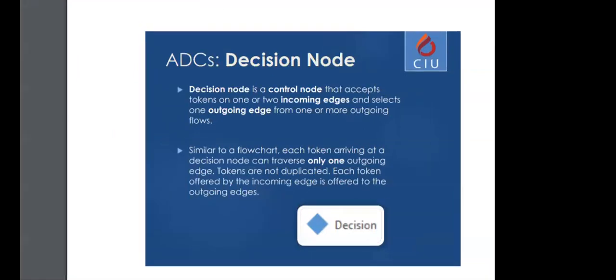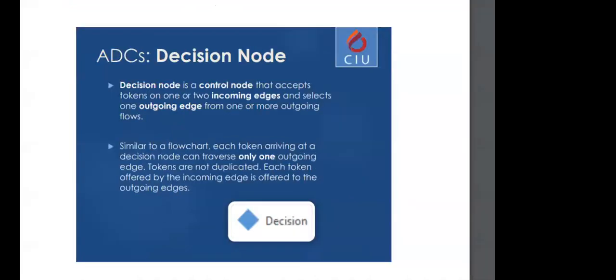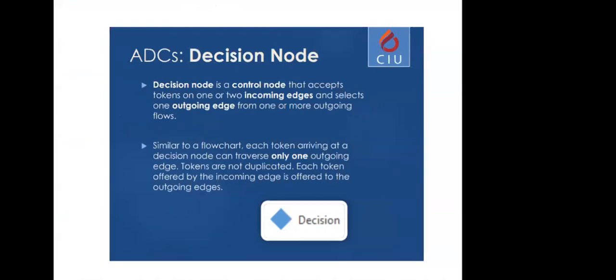Next, you use a decision, also called a gateway. This is a control node that will help you to basically decide, take an action based on the incoming data. There is an incoming edge and an outgoing, and it works very similar to the flowchart. So each token arriving at a decision can traverse from only one end, and it goes from the other.